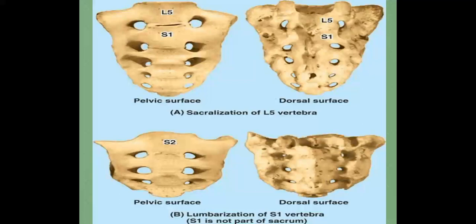that is S1. In picture B, the lower part of the image, we can see the lumbarization of the S1 vertebra. So S1 is not part of the sacrum. So the pelvic surface, we can see the anterior surface S2, and on the right hand side we can see the dorsal surface. So we can see lumbarization.